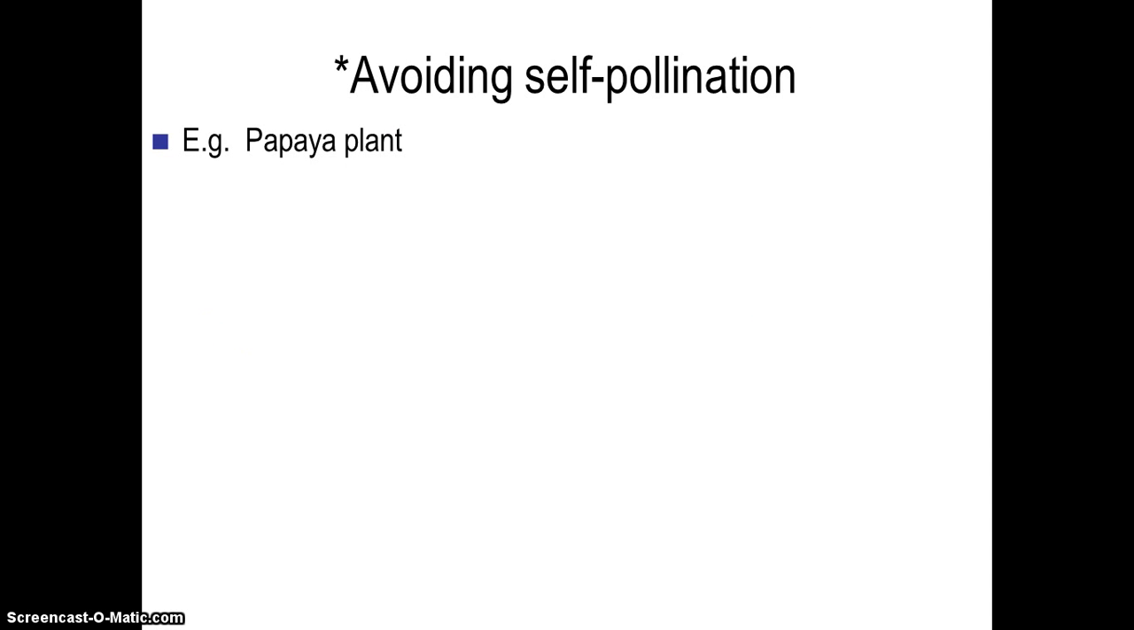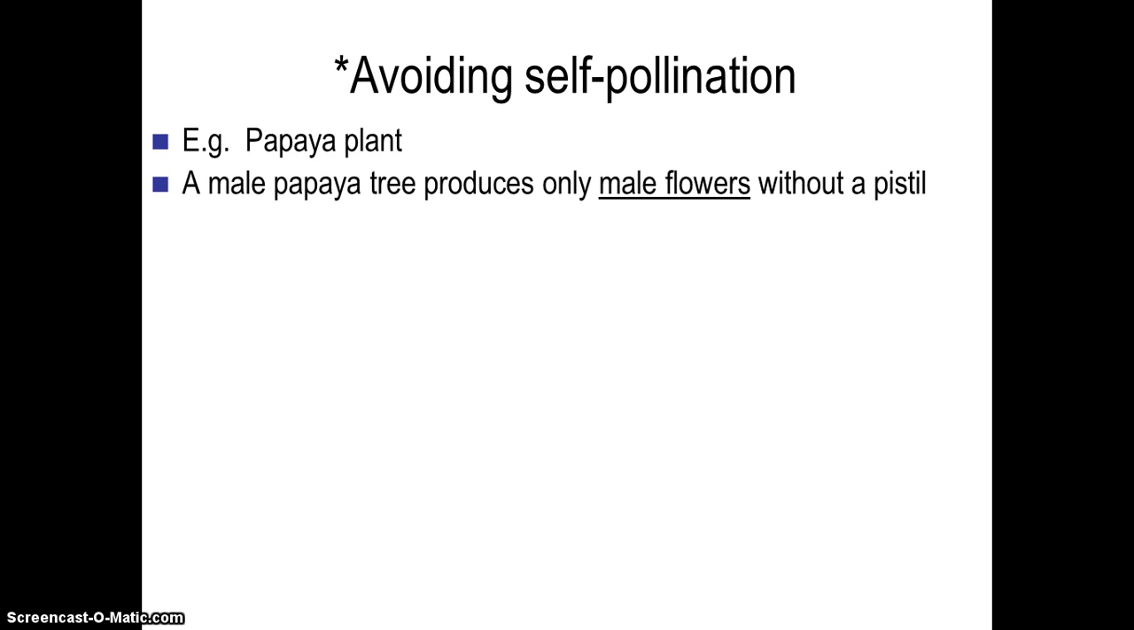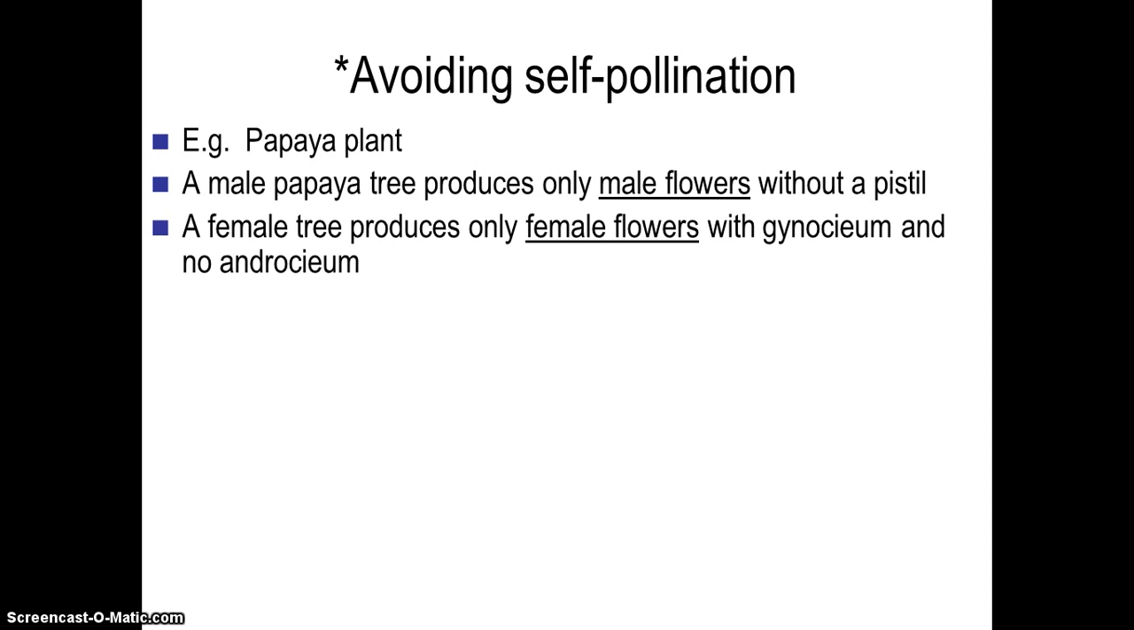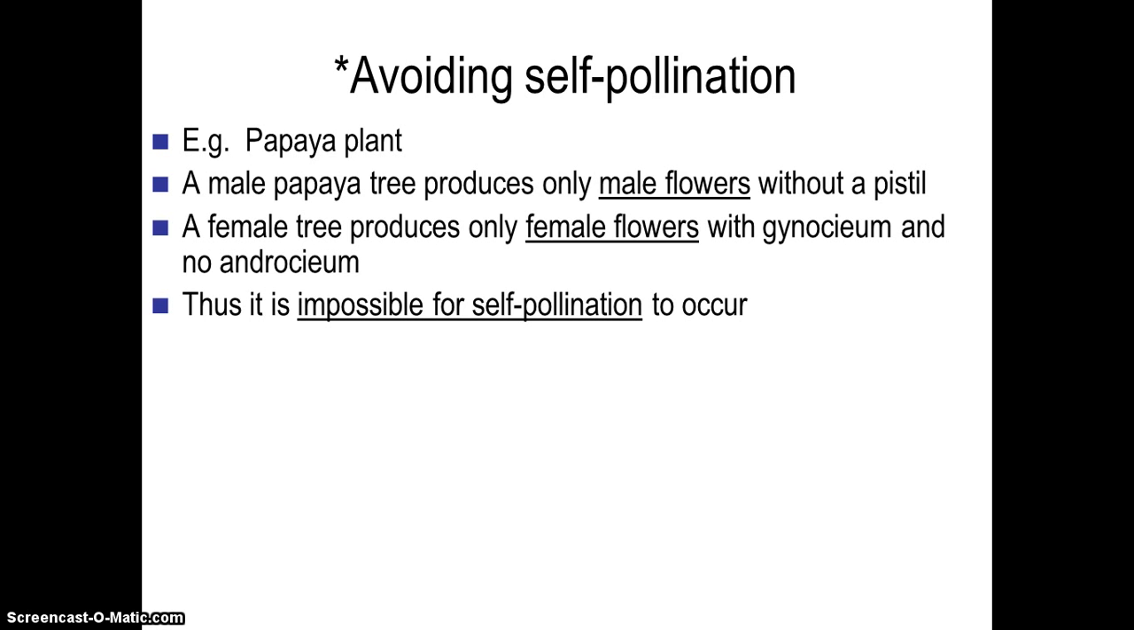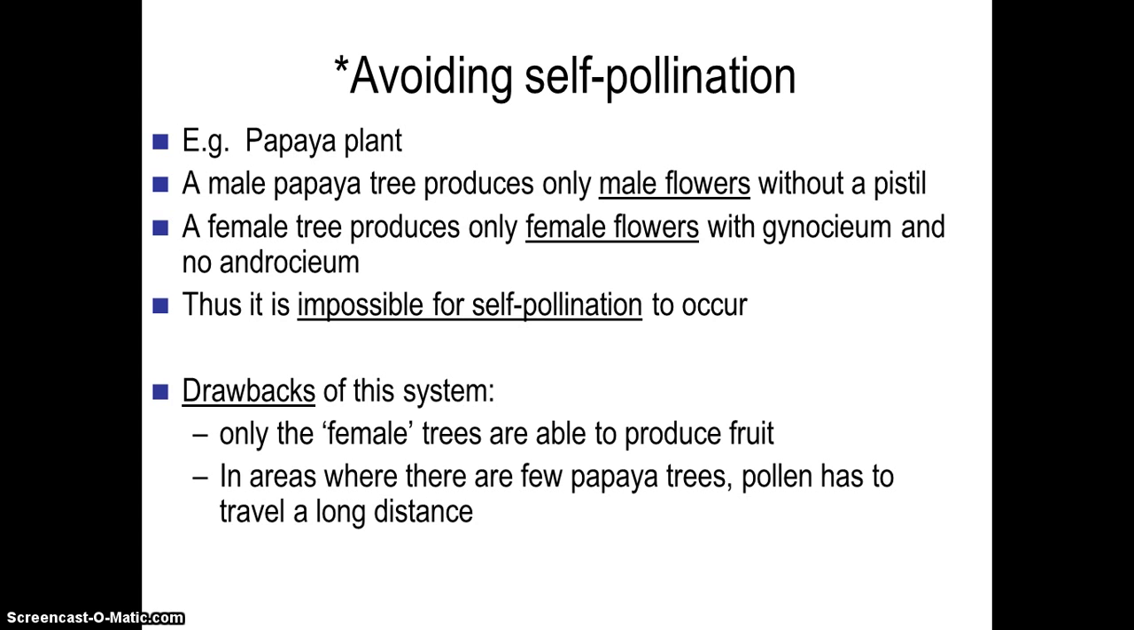Let's look at some examples of cross-pollination, like the papaya plants. The male papaya trees only produce male flowers, and the female trees only produce female flowers. So in this case, it's impossible for self-pollination to happen. For this system, some of the drawbacks are that only the female trees are able to produce the fruits, and in areas where there are few papaya trees, the pollen has to travel a long distance.